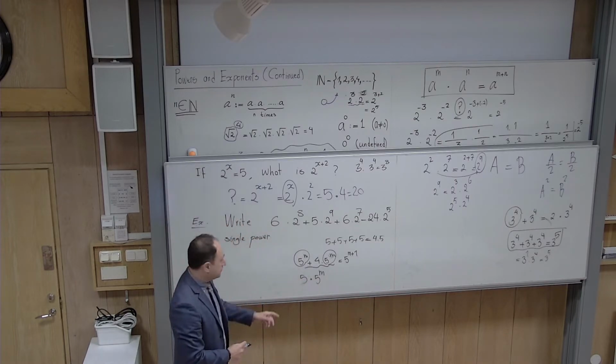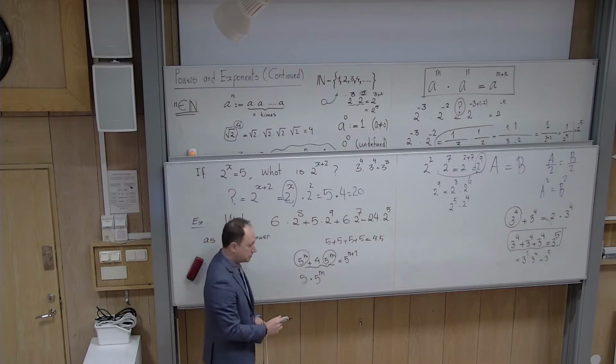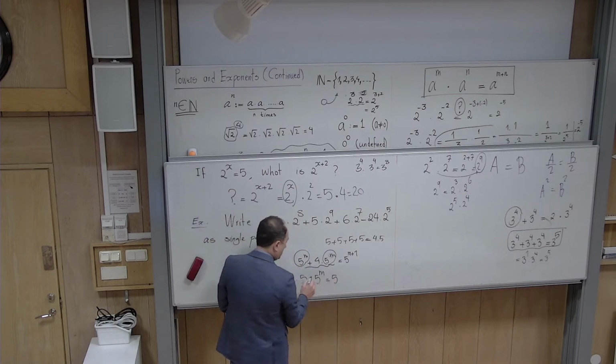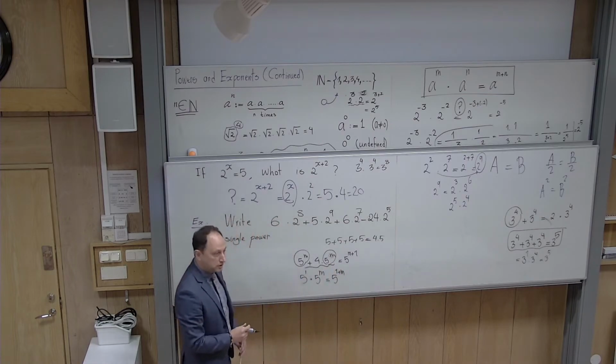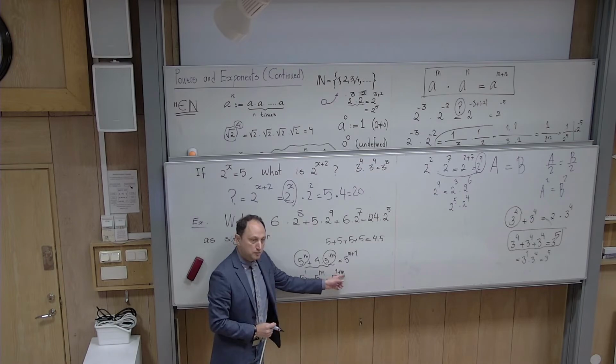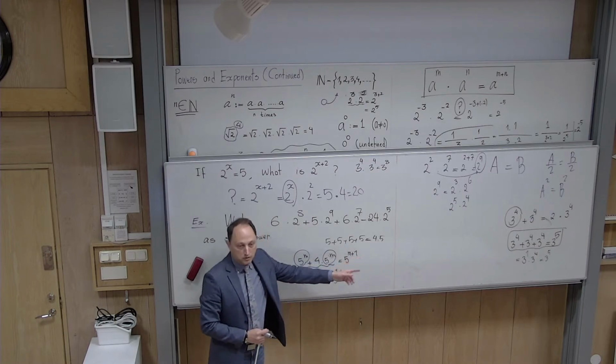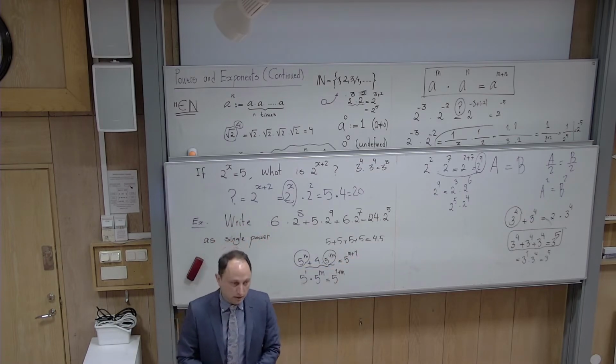Yes? But 5 times 5 to the m becomes 5 to the power of 1 plus m. But there is no difference between 1 plus m and m plus 1. So we are done. Is that understandable?